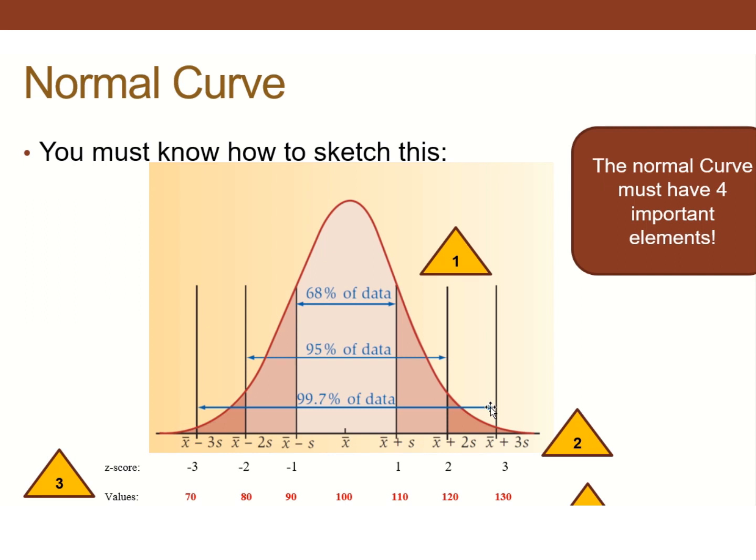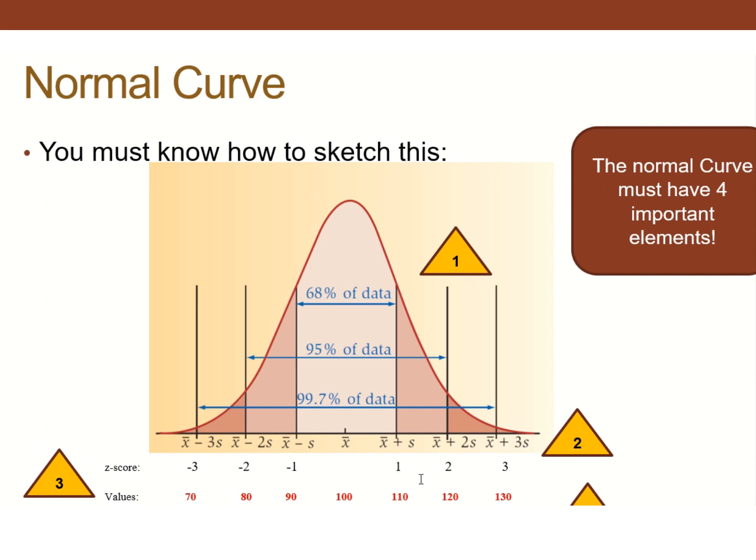All right, so what I was talking about is the 4 important elements. Actually, not all 4 are important, just 3 will do: the percentages, your values, and z-score.